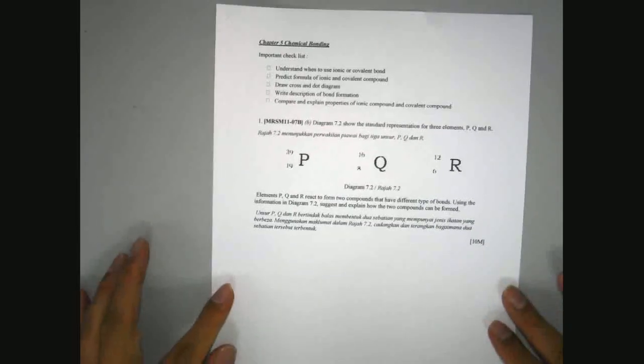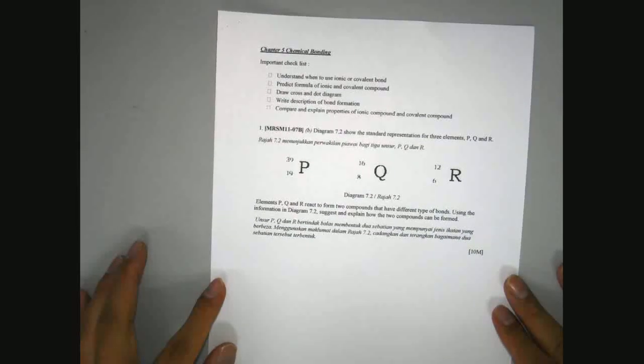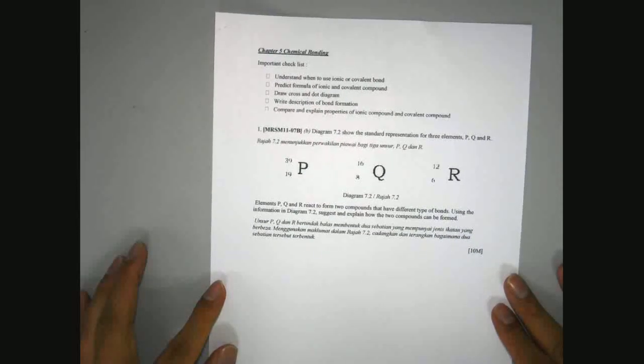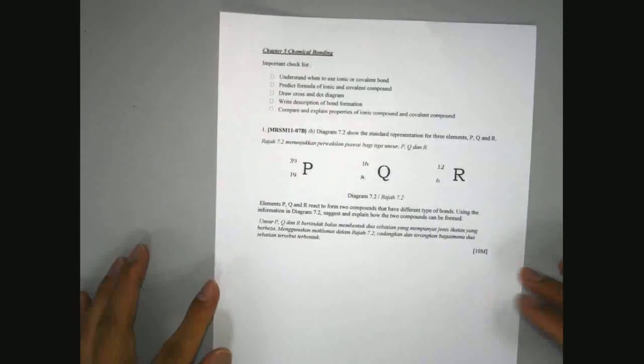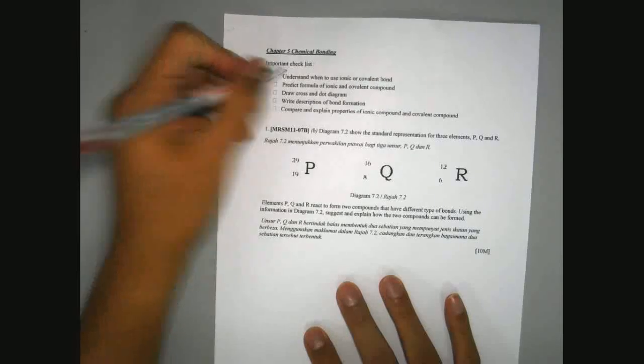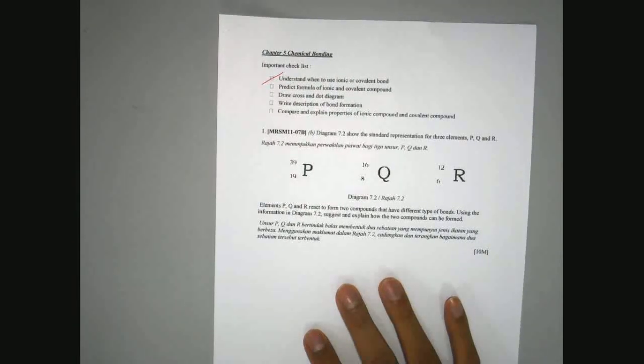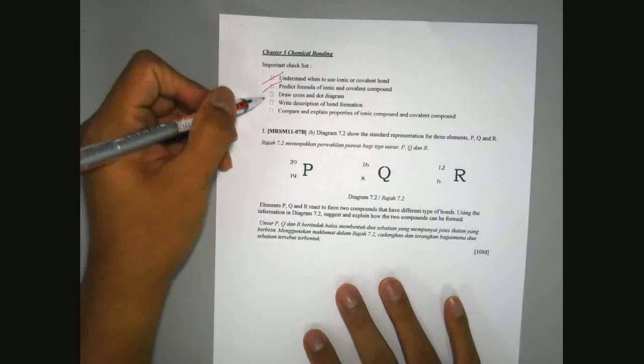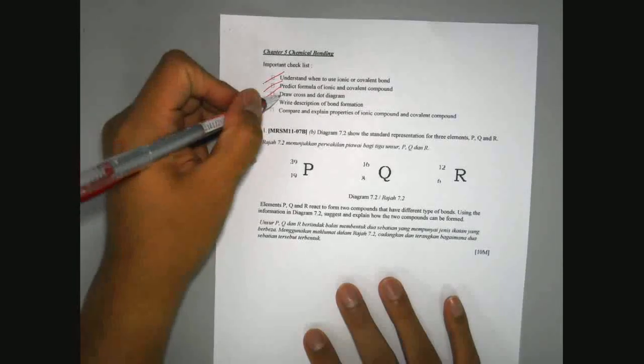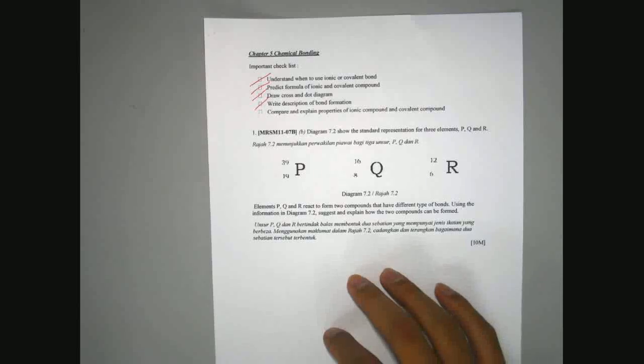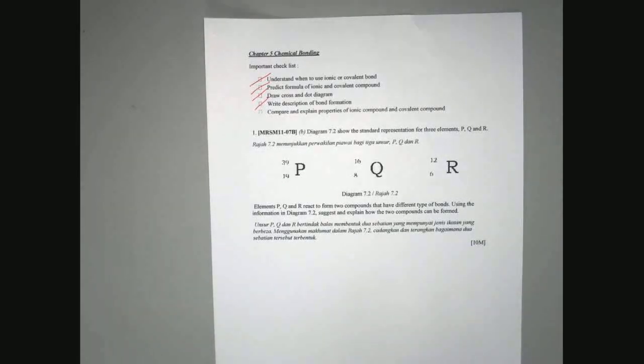So look at the exercise booklet, turn on to page 20. This is the exercise booklet that you can find in page 20. Alright, so by right, we already able to understand what is ionic bond, what is covalent bond. We're able to predict the formula of ionic and covalent compound. We're able to draw the diagram, and we're able to write a good description for them. Alright, let's use this question for demonstration.